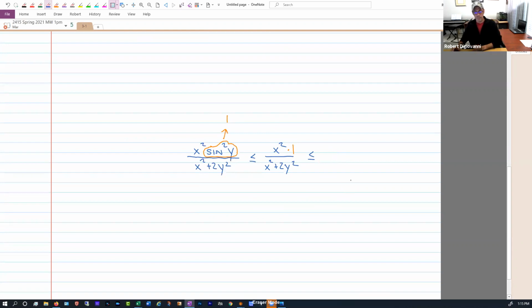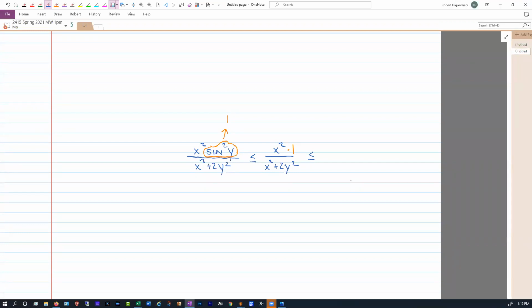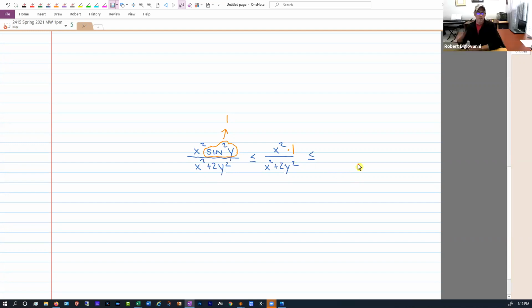So, anything else? Could we put sine squared y? Just sine squared y? Is that what you said? Yeah. Would that be true? What's your reasoning for that? Because the biggest that sine squared y could be is 1. So the biggest this could be would be 1, right?